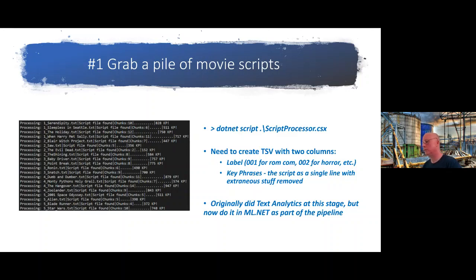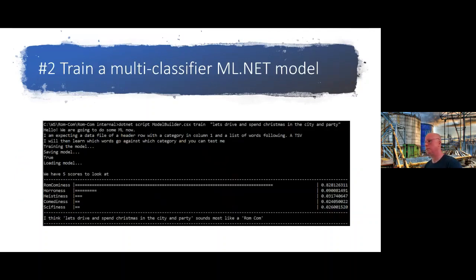Now, in our first cut, Phil and I did use Azure Text Analytics to reduce the movie script down to just the key phrases. But actually, ML.NET has a really good capability for that as part of its pipeline, so we got rid of that. So this first step is simply a way of taking a bunch of movie scripts and creating a simple file that we can then do some processing on.